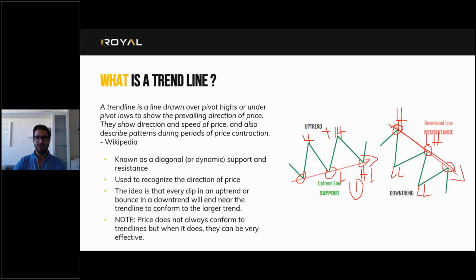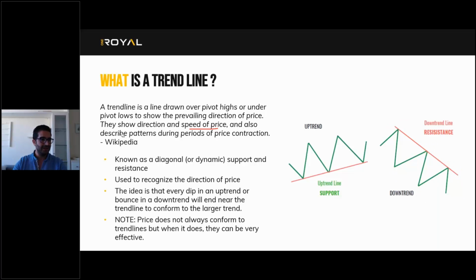They show direction and speed of price and also describe patterns during periods of price contraction. Also, they are known as diagonal or dynamic support and resistance. Why are they called dynamic support and resistance? As you remember, we had a lesson about support and resistance. In a support, every time the market reaches the bottom, it will be rejected.